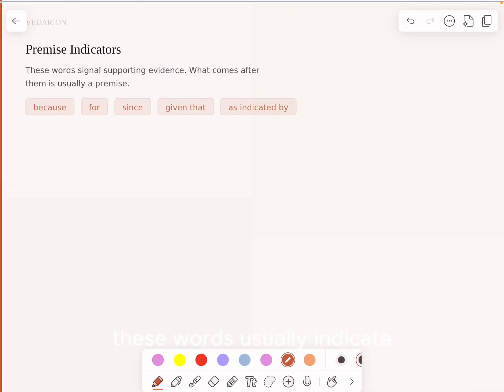These words usually indicate what comes after is a premise. Words such as because, for, since, given that, as indicated by. Let's go ahead and try out a couple of examples.